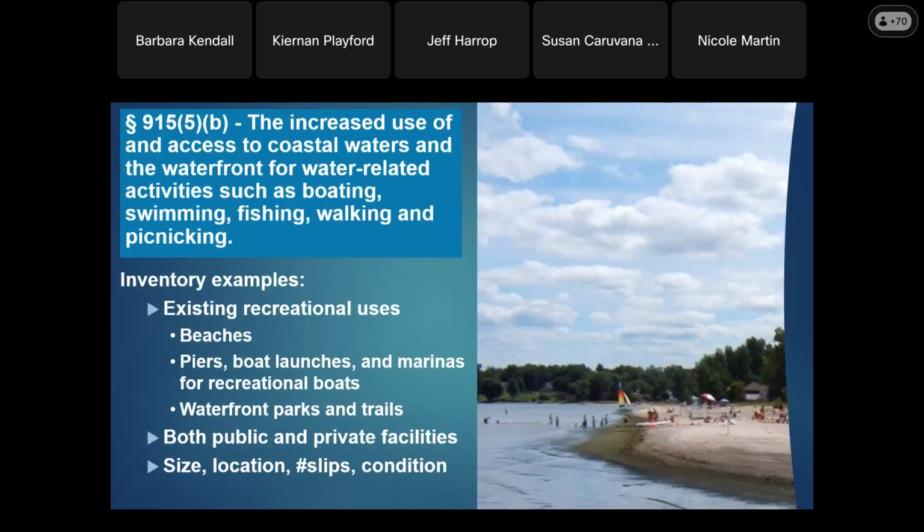Next, 915.5b identifies the increased use of access to coastal waters and the waterfront for water-related activities, such as boating, swimming, fishing, walking, and picnicking. Some examples that would be included in this inventory would be beaches, piers, boat launches, and marinas for recreational boats, waterfront parks and trails, and the location, size, number of boat slips or mooring sites, and the condition of these facilities.